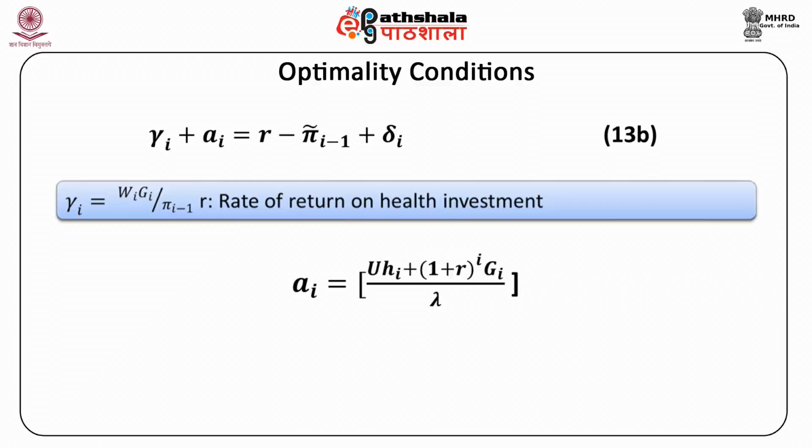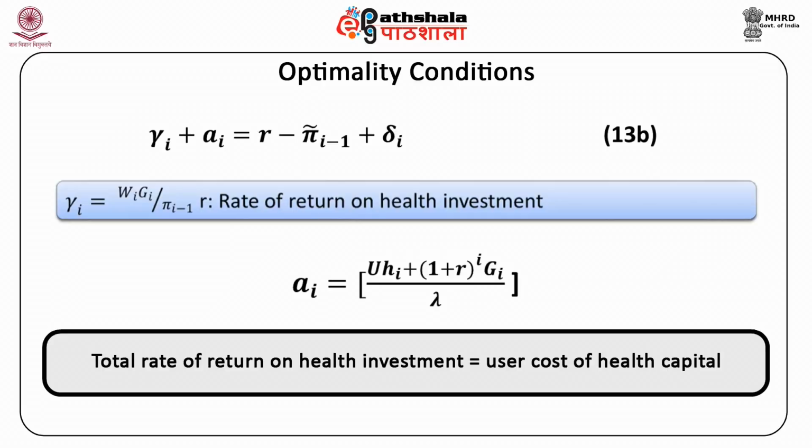Ai is equal to UHi plus 1 plus R raised to the power i into Gi upon lambda. At equilibrium, total rate of return on health investment is equal to user cost of health capital expressed as price of gross investment, which equals real own rate of interest plus rate of depreciation. Here interest is measured as interest foregone for investing in health capital and not investing in other forms of capital.